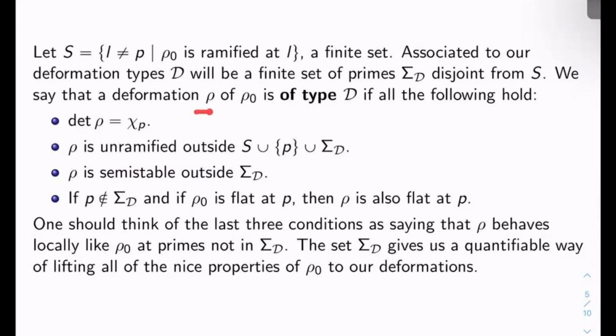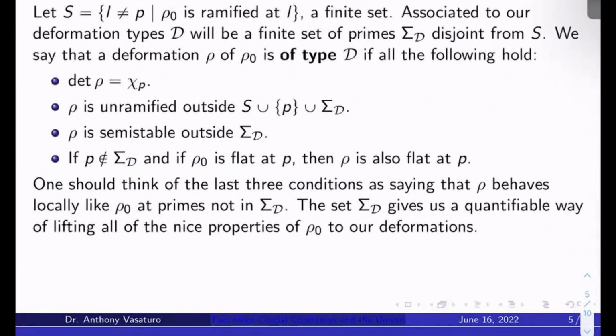We'll say a deformation rho of rho naught is of type D, or of type sigma D, some people would say, if all of the following hold. First, I want rho to have p-adic cyclotomic determinant. I also want rho to be unramified outside S, P, and this new auxiliary set, sigma D. I want rho to be semi-stable outside sigma D. And if rho naught is flat at P, then I want rho to inherit that flatness at P outside of sigma D.